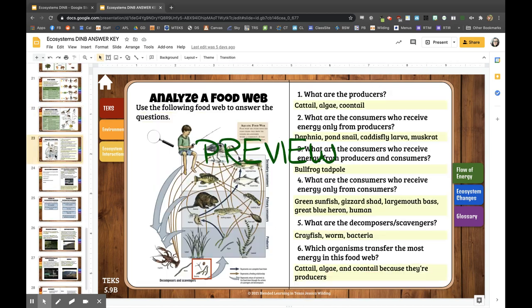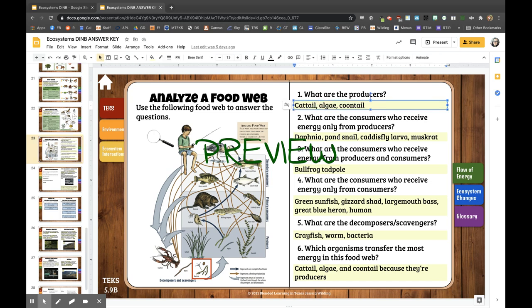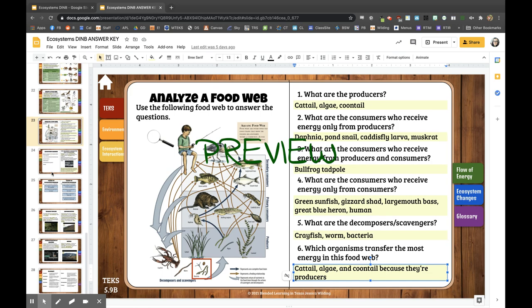Then on the next page, they're given a food web and they're analyzing it. So which elements are the producers, which are consumers who receive energy from producers, consumers who receive energy from both, that receive energy from only consumers, decomposers and scavengers, and then which organisms transfer the most energy.